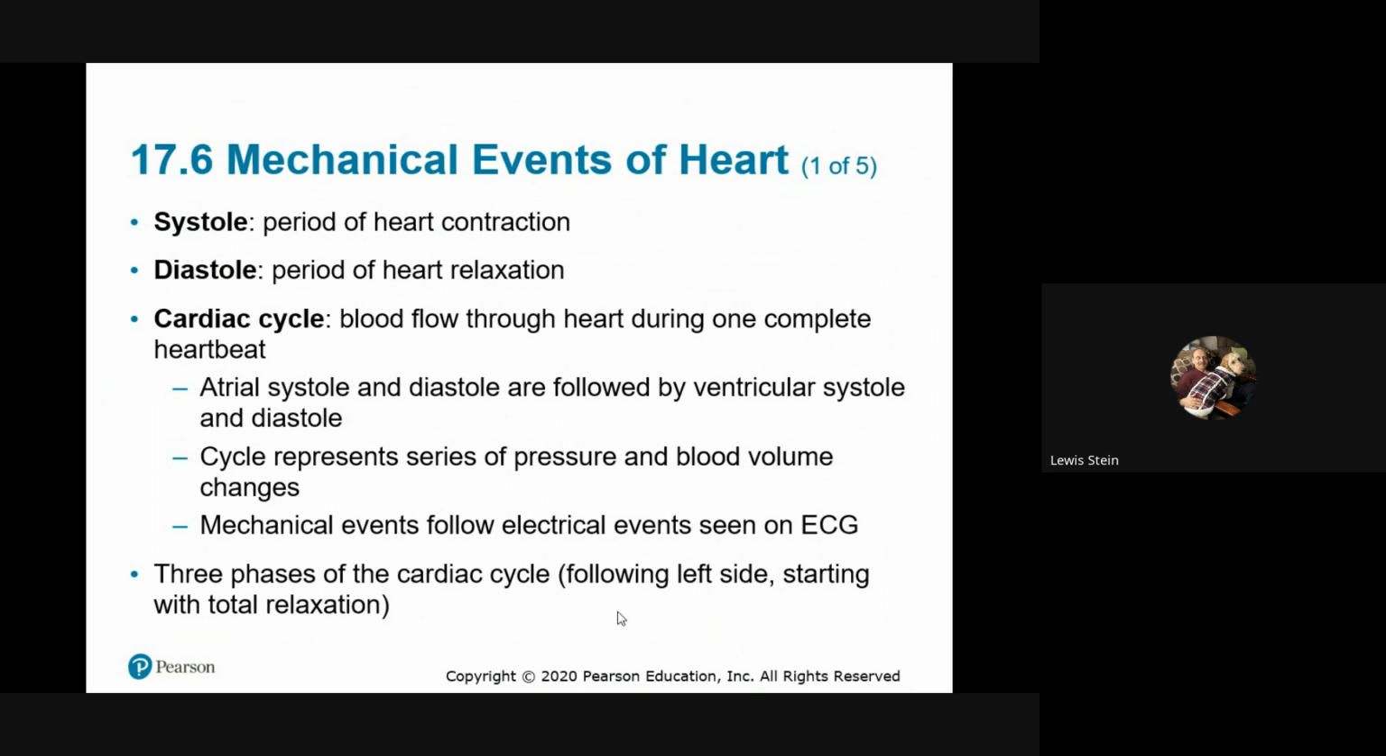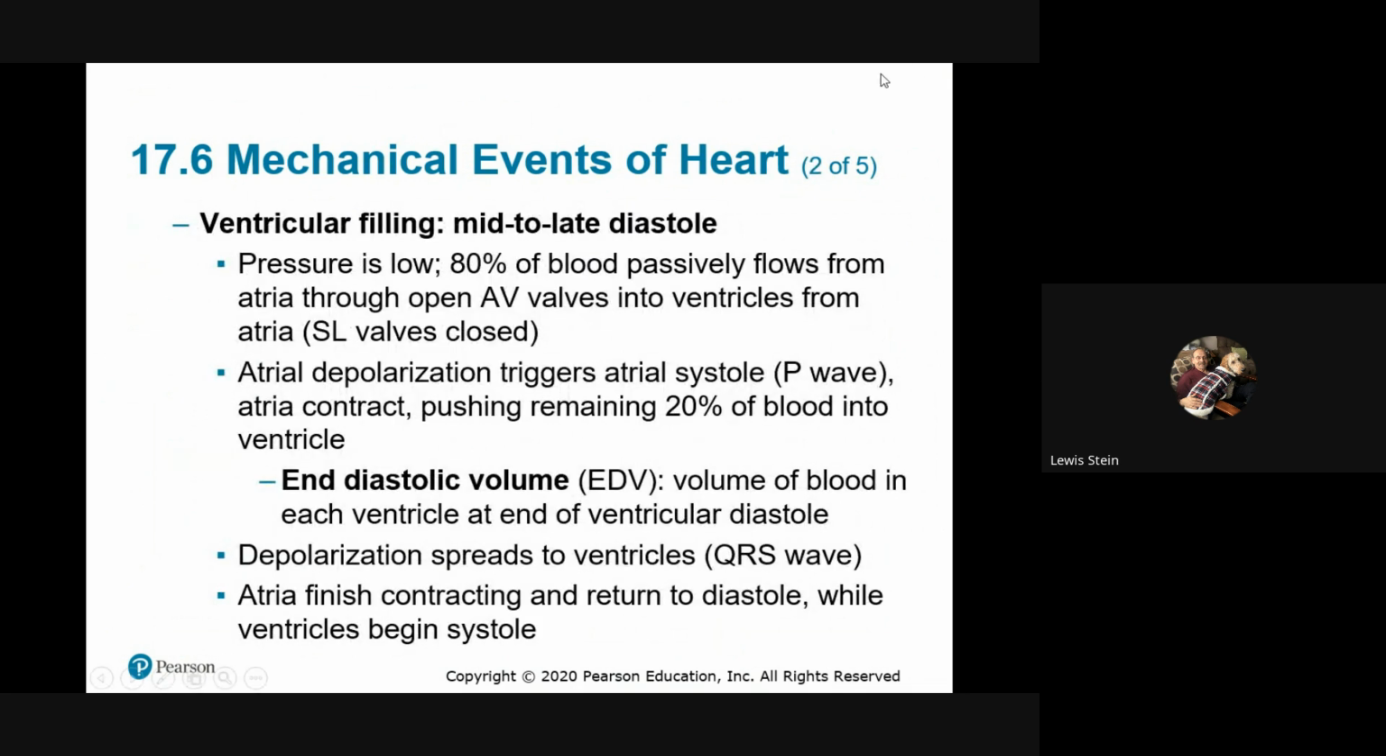So, and I don't go crazy asking you about the numbers. I'm telling you a lot of this to increase your understanding of what I am going to have you recall. So here it is. Pressure's low. It starts midway into the diastole or rest period. 80% passively flows. The AV valves are open. The semilunar valves are closed.